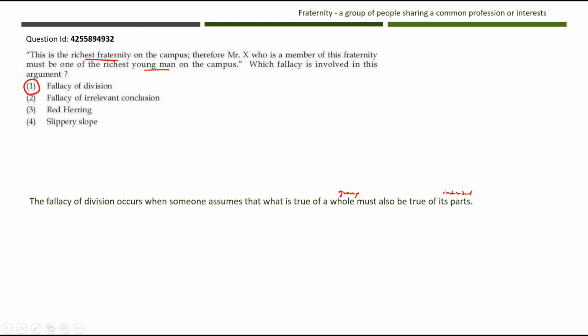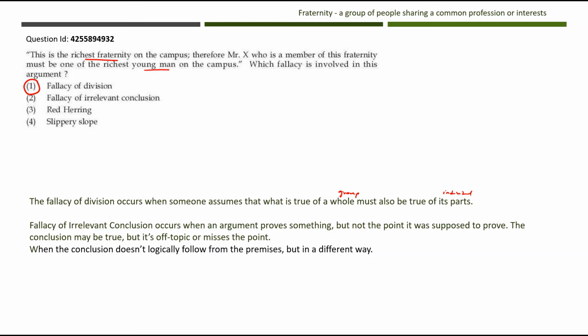What about fallacy of irrelevant conclusion? This occurs when an argument proves something but not the point it was supposed to prove. The conclusion may be true, but it's off topic or misses the point. It means it is proving some other thing, but it is not proving what it has to prove. When the conclusion does not logically follow from the premises, but it is coming in a different way. Here they don't say the conclusion is false, the conclusion is still true, but it is not logically following the premises is what they say. So here we can say fallacy of irrelevant conclusion has no relevancy to this particular statement.